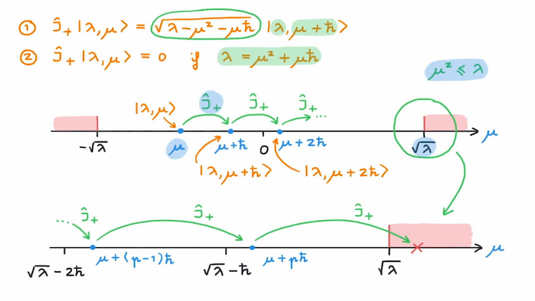Looking at these diagrams again, you may now think that in fact no value of mu will actually be allowed, because in principle we can always apply j plus to increase the value past the upper bound square root of lambda. So does this mean that there can be no allowed value of mu?